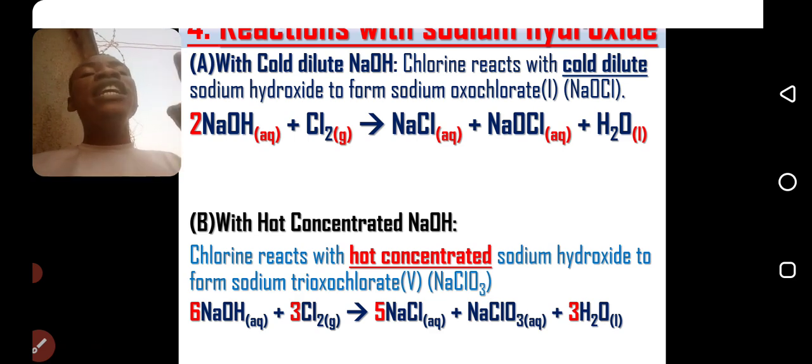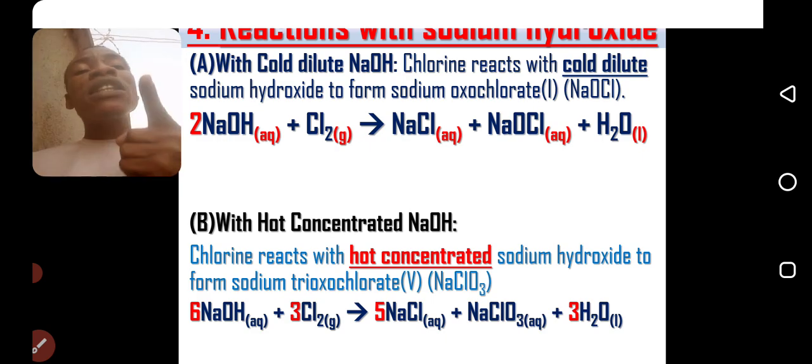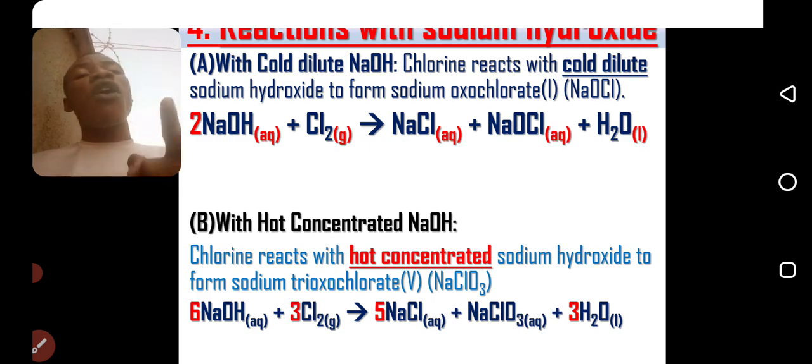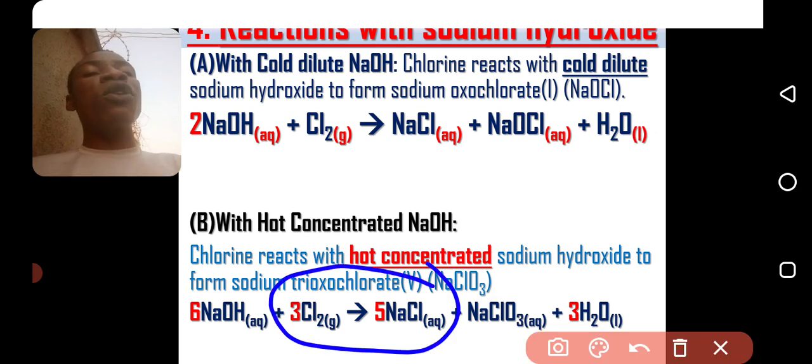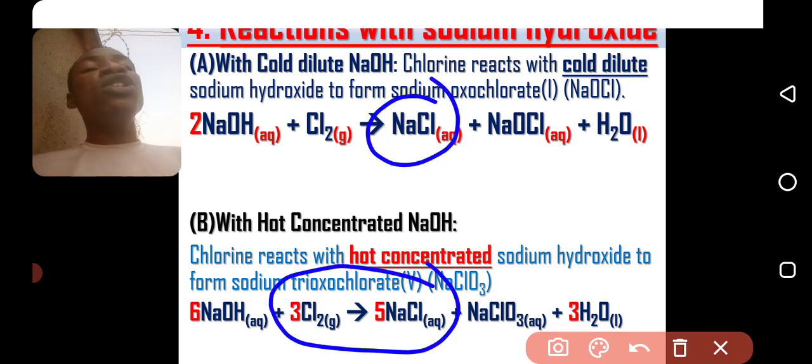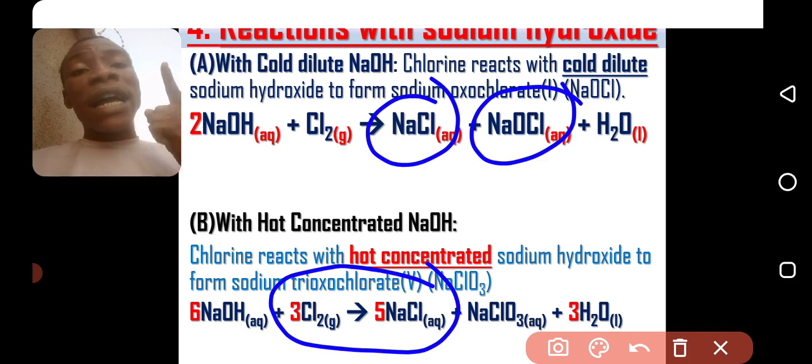Let me start with cold dilute. If chlorine reacts with cold dilute NaOH, that is, the temperature is low and the concentration is very low too, chlorine will react with it to produce sodium chloride with sodium oxochlorate 1 and produce water in the process.